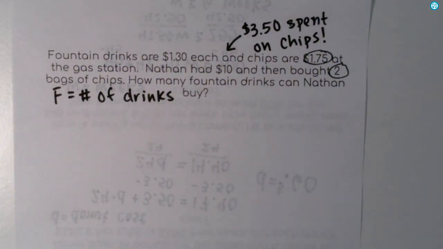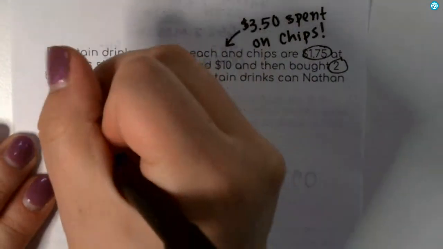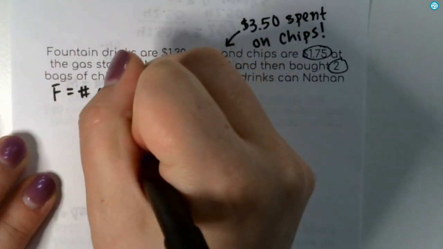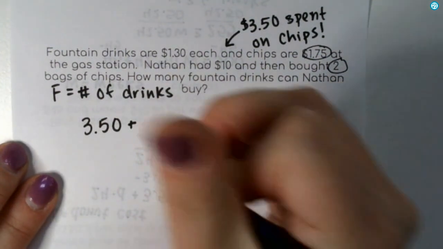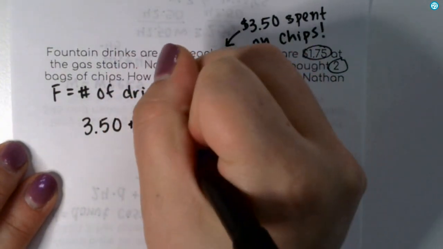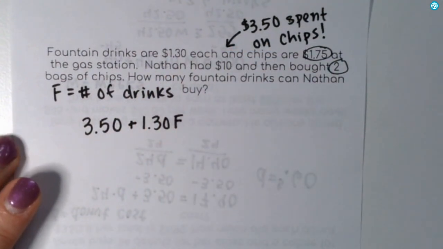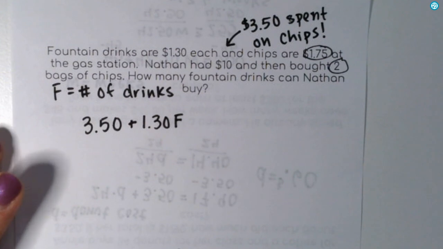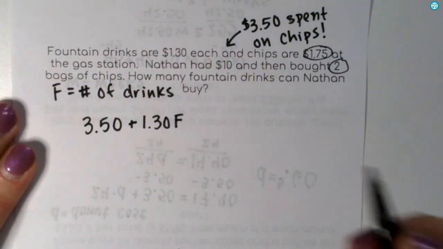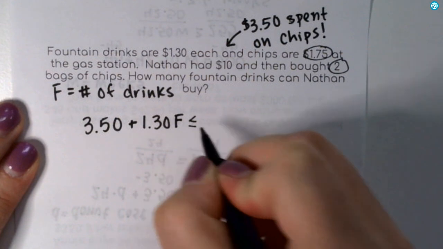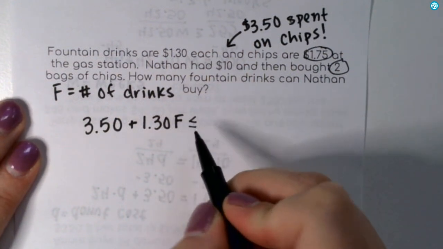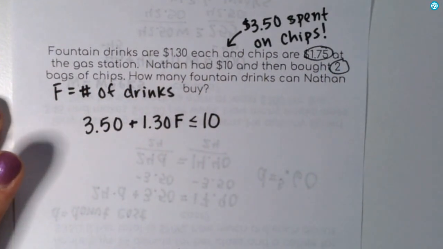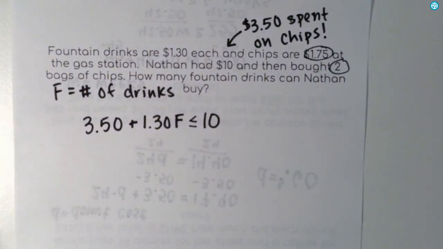Okay, so we are now going to take that $3.50 plus every drink is $1.30, so I'm going to put 1.30 times F. And then here's the tricky part. How much money can he spend? $10. Does he have to spend all $10? No. Can he spend all $10? Yes. He can spend exactly 10. We're pretending like these prices already include tax. So it's going to be less than or equal to 10. So this is another inequality. This one's going to be less than or equal to.